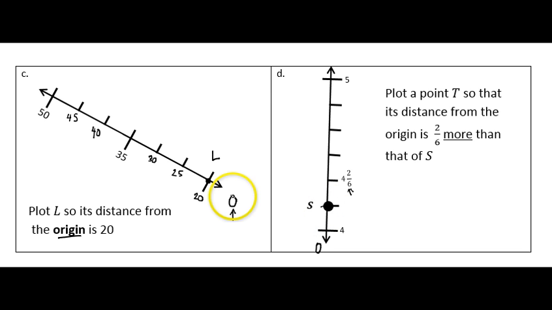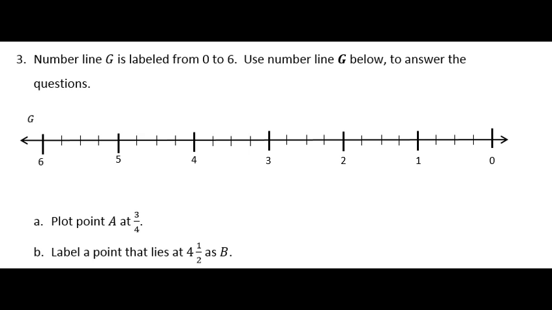So we have our S, and we need to plot a point that's 2/6 more than the S. So I'm just going to move up 2 sections and put my T there, because it is 2/6 more than the point S.